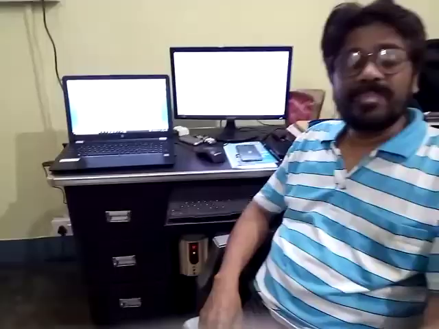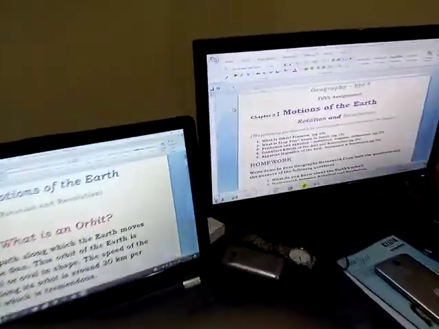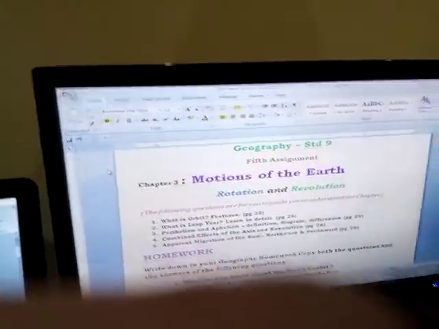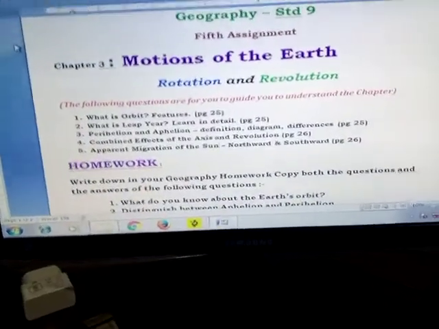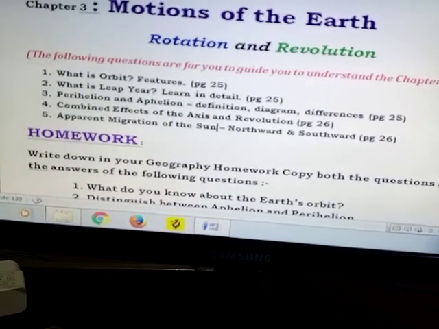We are back again to our geography class. Today we shall be discussing, rather we'll be continuing to discuss, rotation and revolution. And concerning this rotation and revolution, we'll be discussing today especially the revolution.